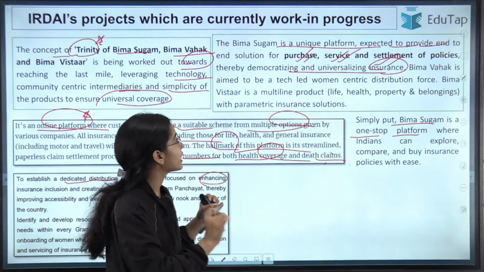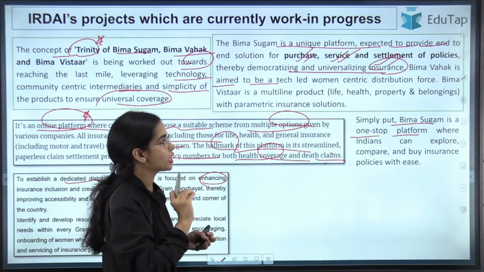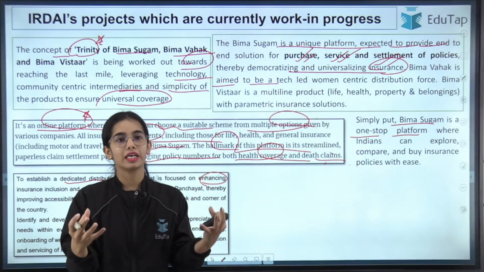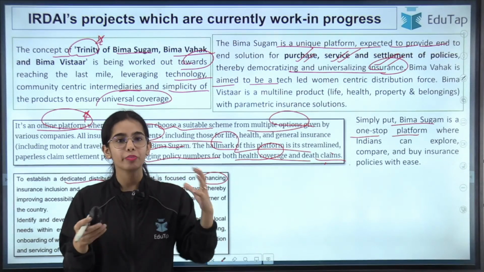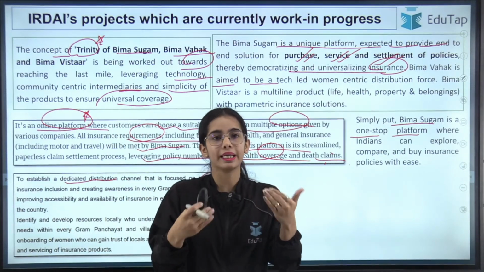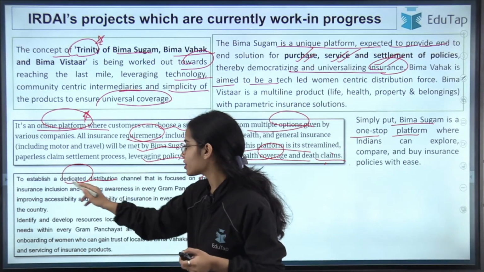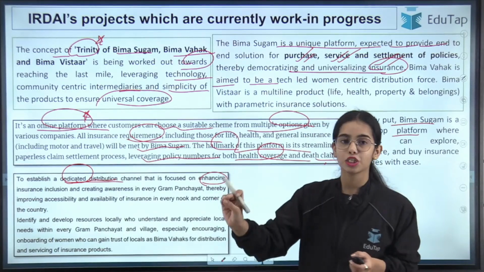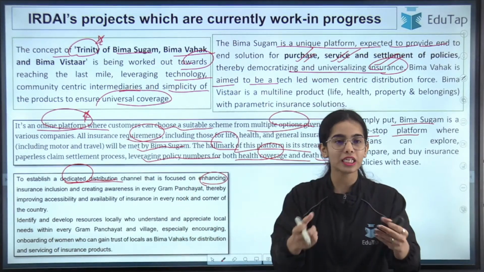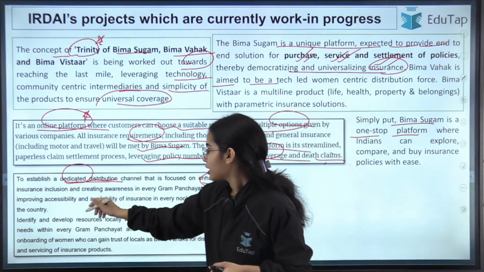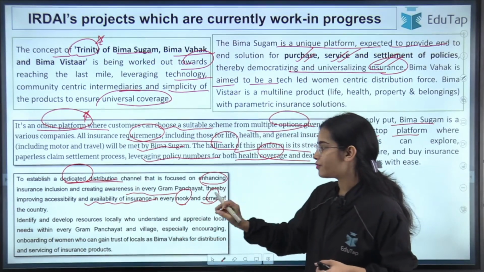Okay, so Bima Vahak is aimed to be a tech-led, women-centric distribution force, so that women can be employed in the insurance segment as agents, so that women are getting employment, and it is a women-led distribution scheme. Okay, so Bima Vahak is a dedicated distribution channel that is focused on enhancing the insurance inclusion to reach the far off areas, the rural areas, to promote the insurance penetration in the country and availability of insurance in every nook and corner of the country, creating awareness in every gram panchayat.